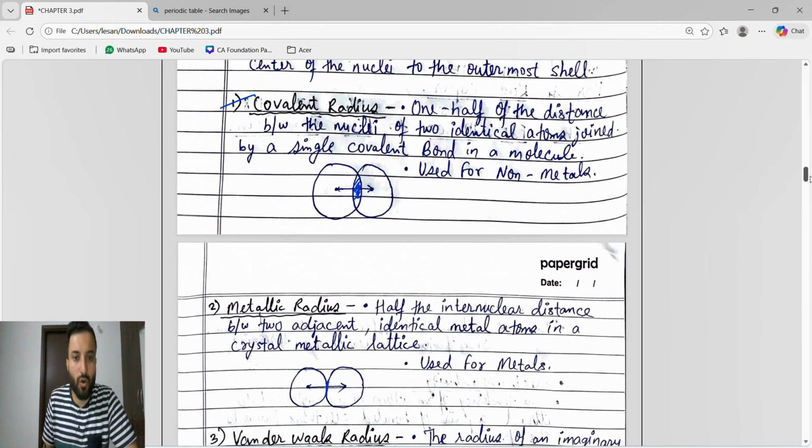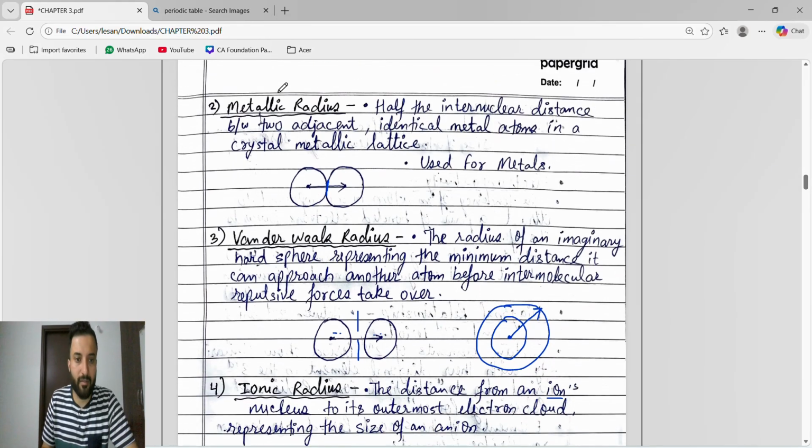Covalent radius is defined as one half of the distance between the nuclei of two identical atoms joined by a single covalent bond. So covalent radius is for the covalent bond, and it is used only for non-metals. Covalent radius means the atoms will be overlapping each other.